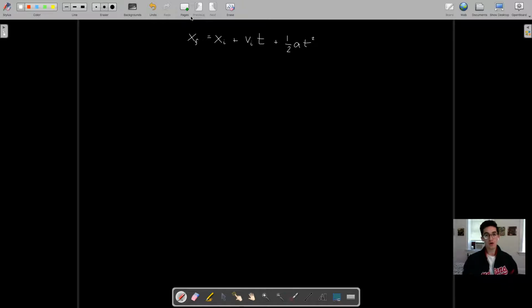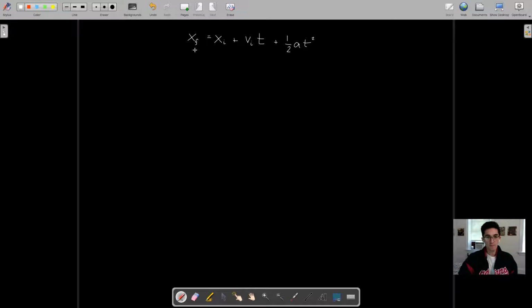I just wanted to go over how to solve for variables in an equation. So, for today's lesson, we're going to be taking a look at this equation up here. You guys will be seeing this equation probably about a month from now. This is dealing with one-directional motion.